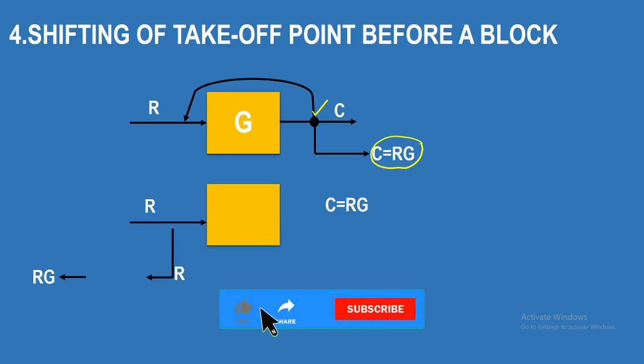One point you should keep in mind: after I shift the takeoff point here, the takeoff point output should still be R into G, and the output should also be R into G only. You should not disturb the output or the output of the feedback signal. The feedback signal will be taken here, that will be C equals R into G.